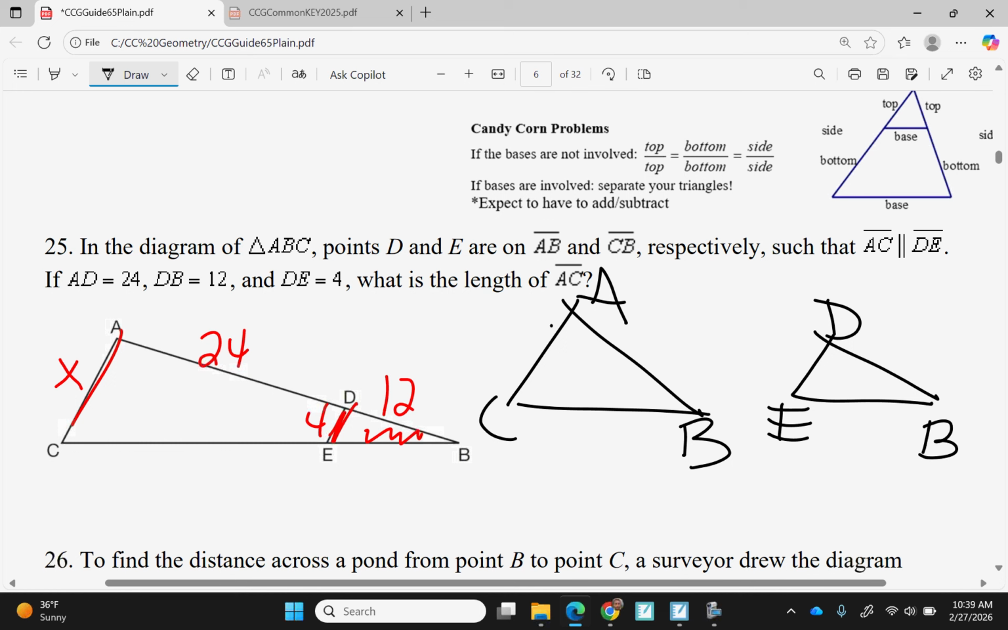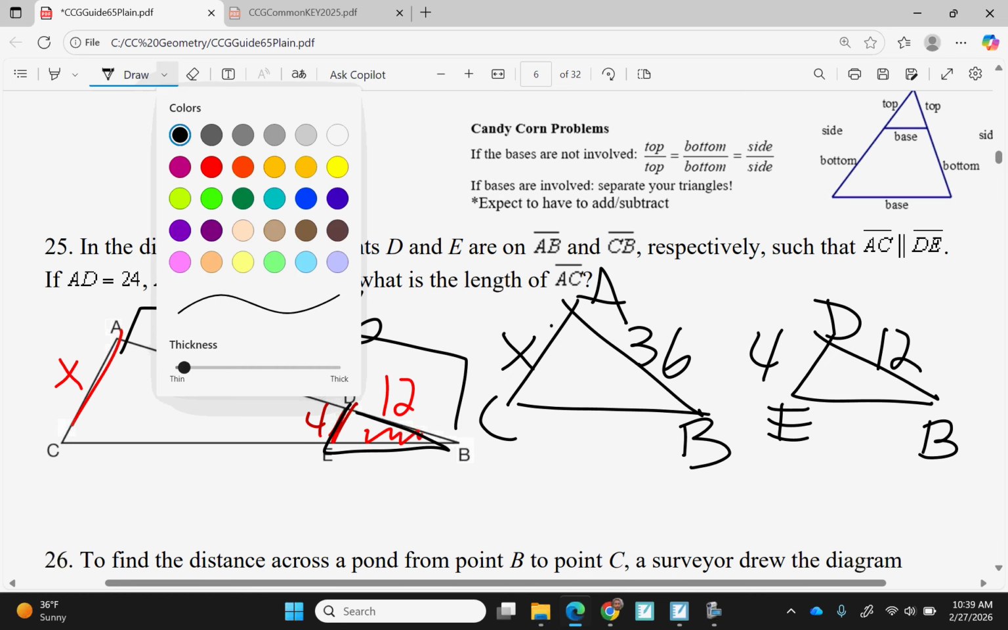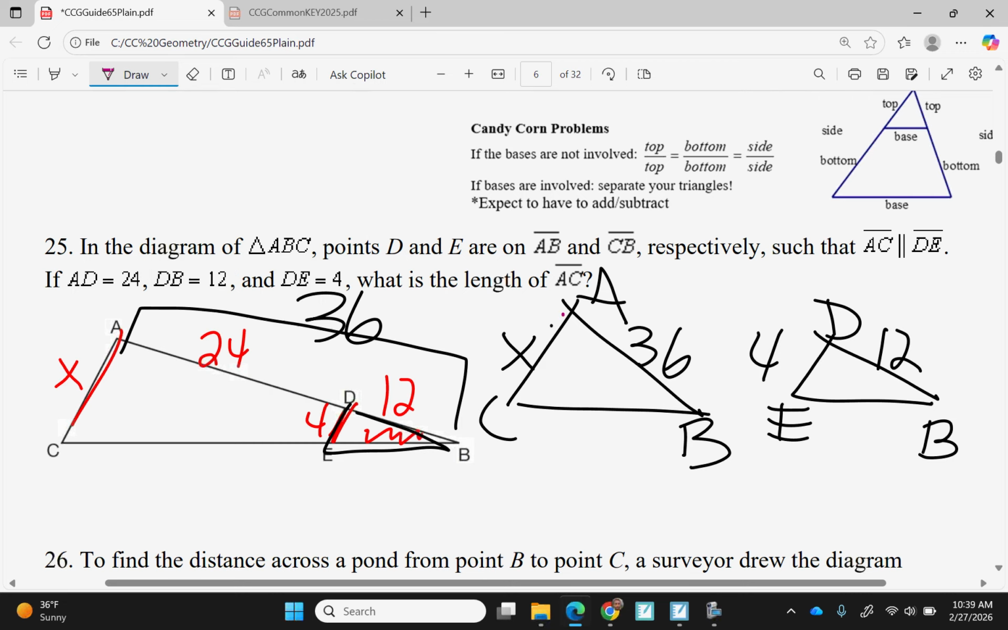I'm going to put the information into both pictures. So the small triangle, DE is 4 and DB is 12. Expect to have to add or subtract pieces. AB is 36. And now that I have that, I just put my corresponding sides on top of each other. X corresponds to 4. 36 corresponds to 12.